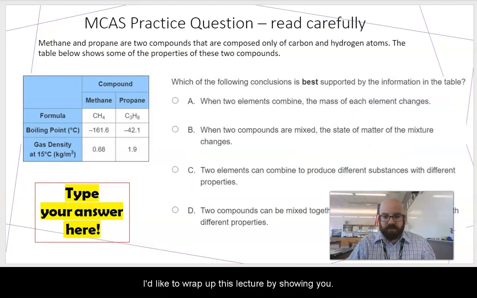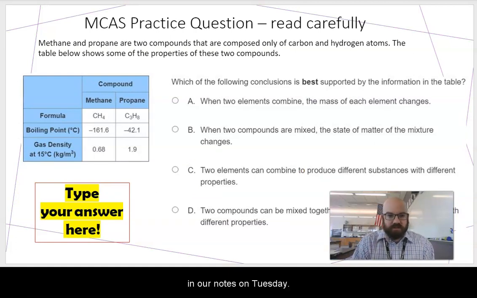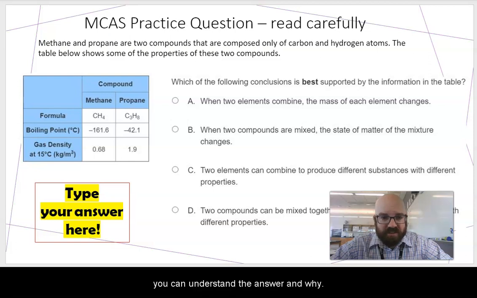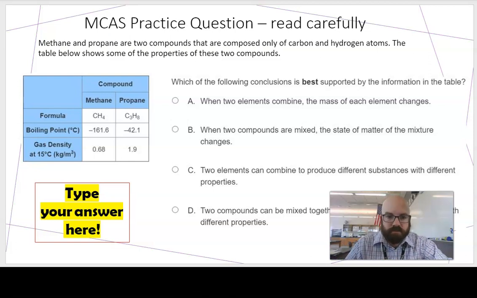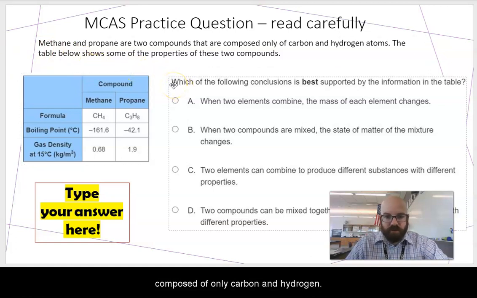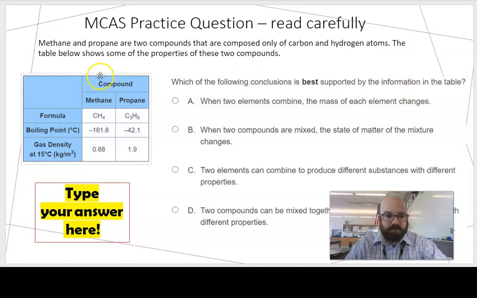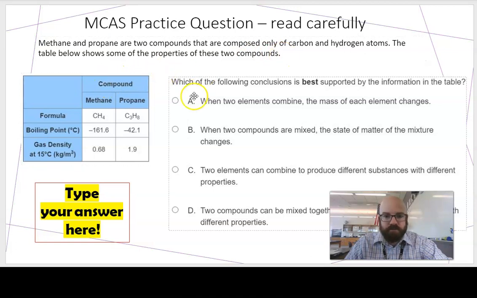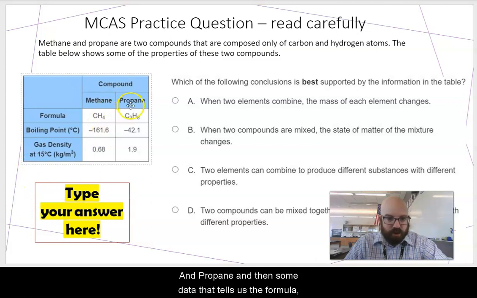I'd like to wrap up this lecture by showing you what we did with our notes on Tuesday. I had you end with a MCAS practice question. So I want to go over this just so you can understand the answer and why. It says methane and propane are two compounds that are composed of only carbon and hydrogen atoms. The table below shows some of the properties of these two compounds. So look at the table here to the left. We have methane and propane, and there's some data. It tells us the formula, boiling point, gas density.